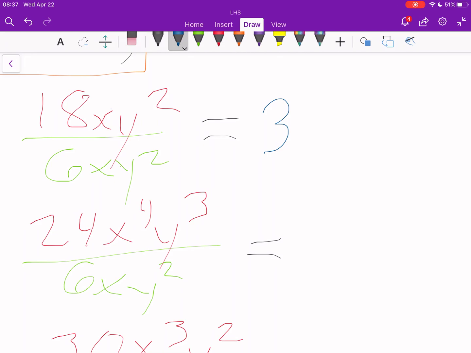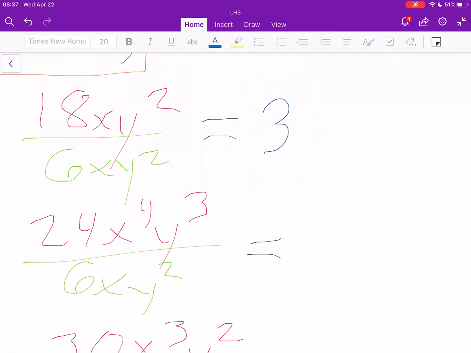I've got y to the power of 2, which is y times y, and y to the power of 2, which is y times y. If I cross them out, I have no y's left. So our final answer when we do that division piece is just a 3 there. Nothing else left. Kind of nice.